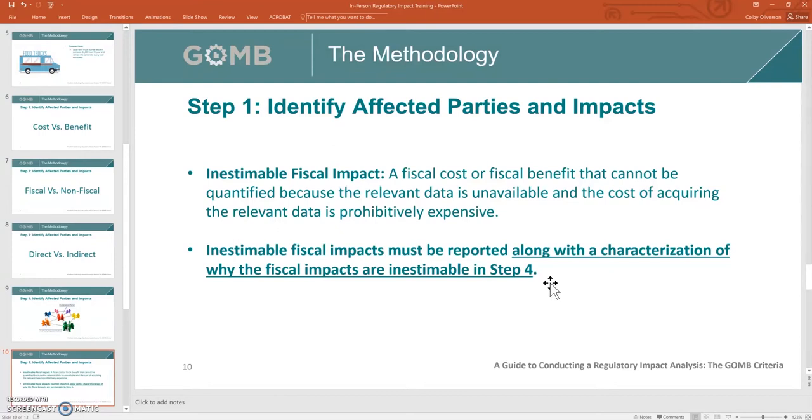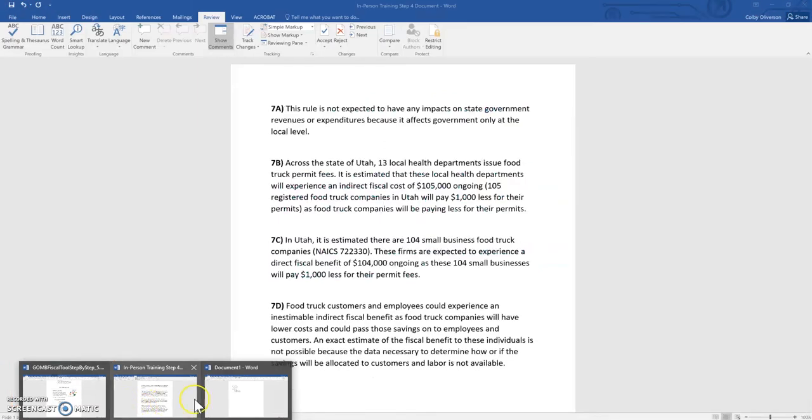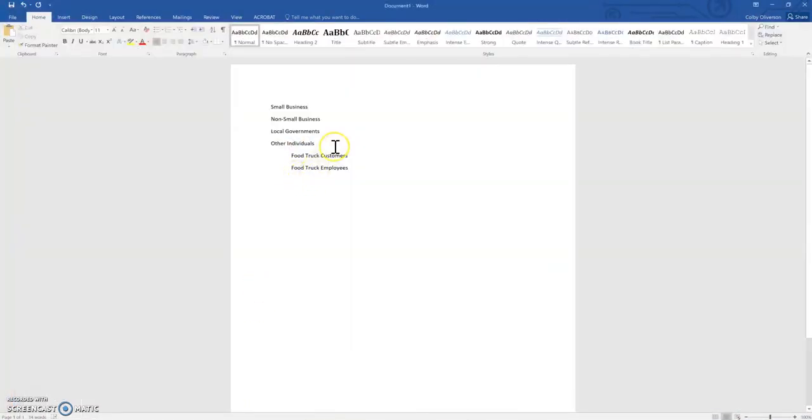So whenever characterizing an impact as inestimable, just remember that rule filing entities need to be able to defend their rationale behind characterizing an impact as inestimable. Okay, so now that we have those definitions down, we're going to apply this to our example and identify the impacts to all of our affected parties.